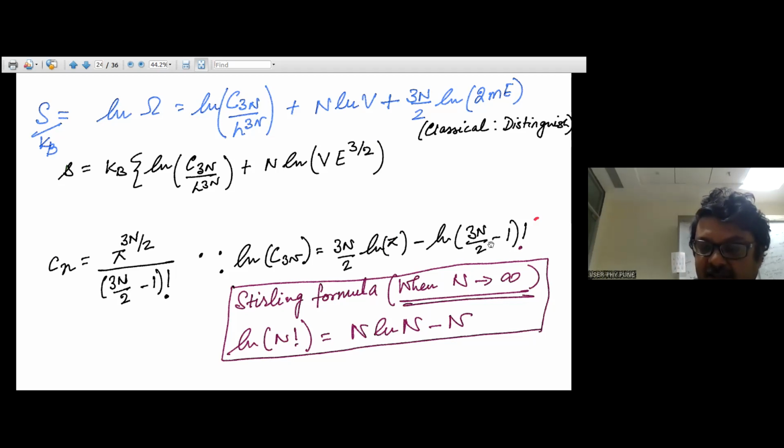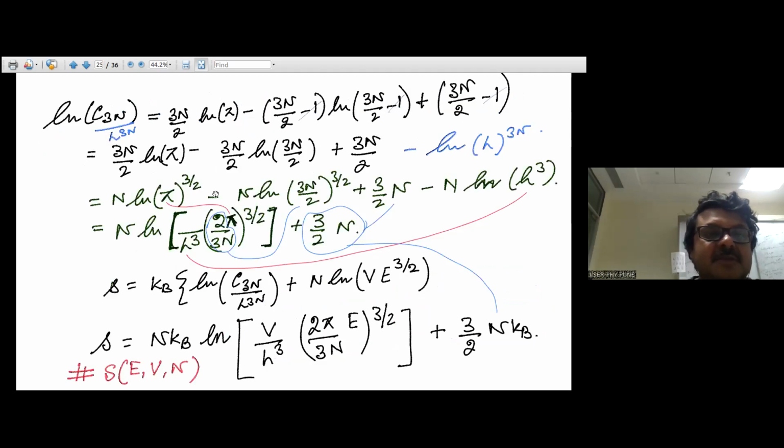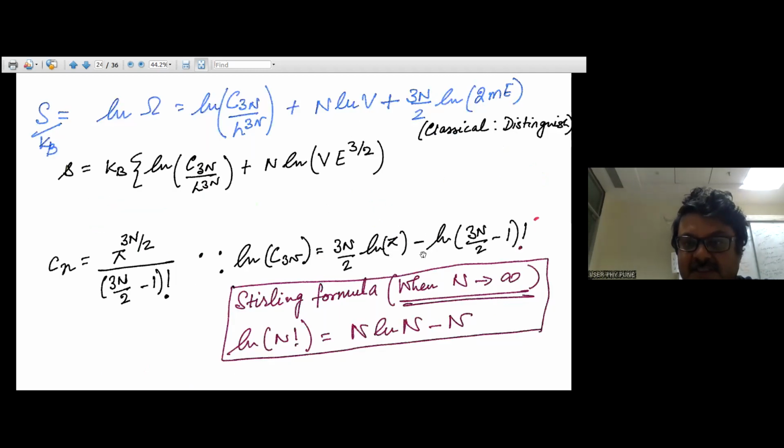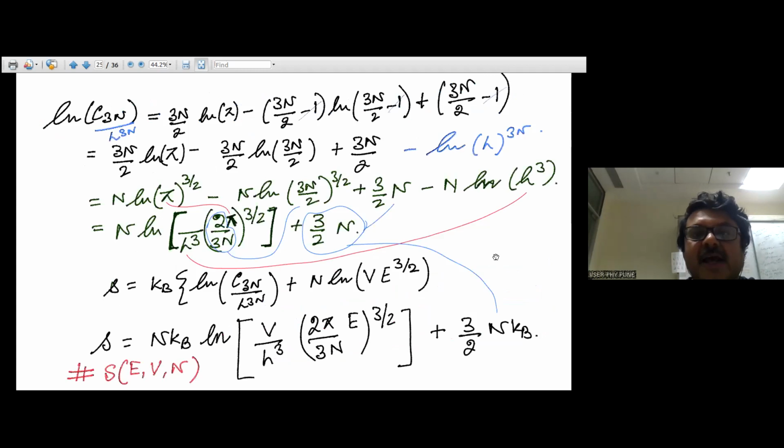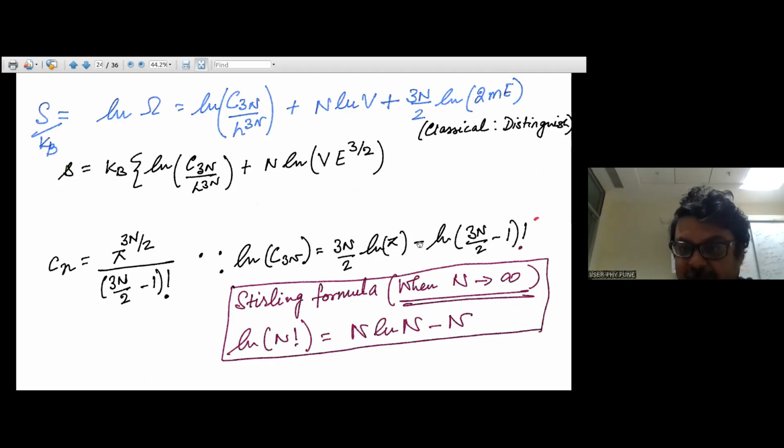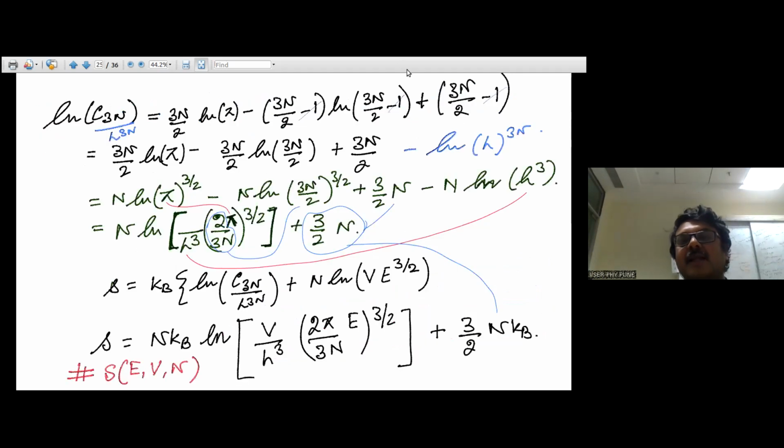So this term itself, ln C3n, we can write it as 3n by 2 ln pi, which is basically this term. And this is being written as 3n by 2 minus 1 ln 3n minus 2 minus 1 n log n. And since it already had a minus here, n ln n minus n here becomes plus and this becomes minus. And of course, compared to 3n by 2, the minus 1 is going to be dropped.